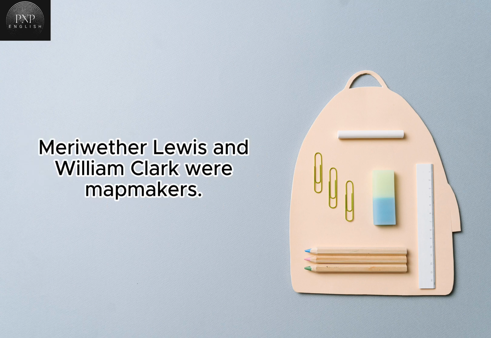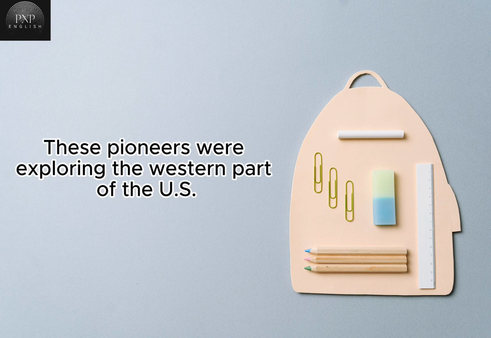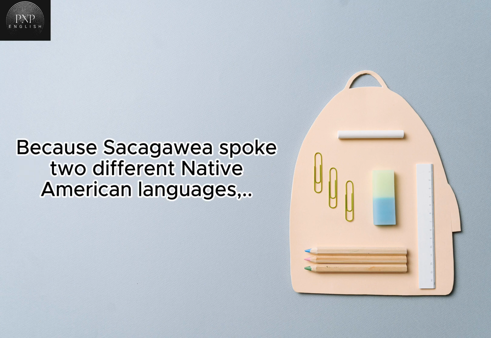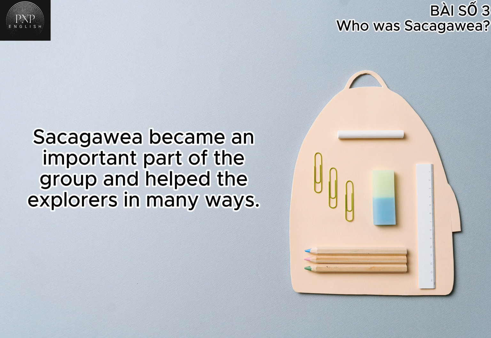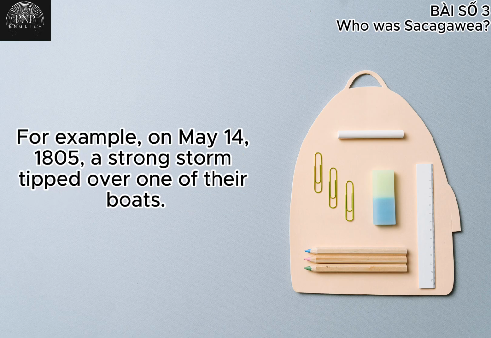Meriwether Lewis and William Clark were map makers. These pioneers were exploring the western part of the U.S. Because Sacagawea spoke two different Native American languages, they asked her to travel with them, along with her husband and baby son. Sacagawea became an important part of the group and helped the explorers in many ways.